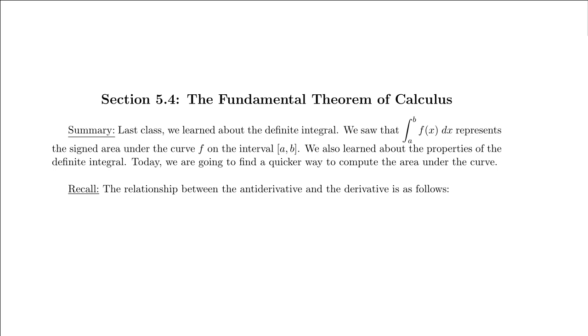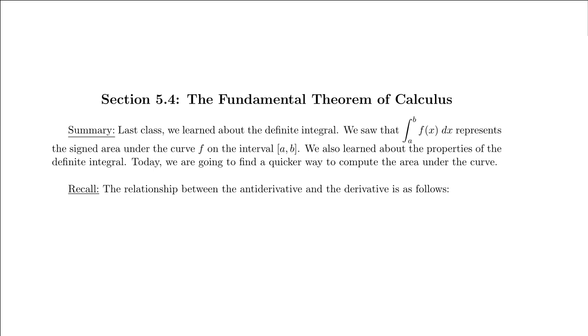So if you remember in the last section, in section 5.3, we learned about the definite integral. So we saw that when we have the integral notation with bounds a to b on the integral, this represents the signed area under the curve f of x on the interval a to b. And so we say signed area because if the function f is above the x-axis, our area is going to be positive. But when our function is below the x-axis, the area is negative.